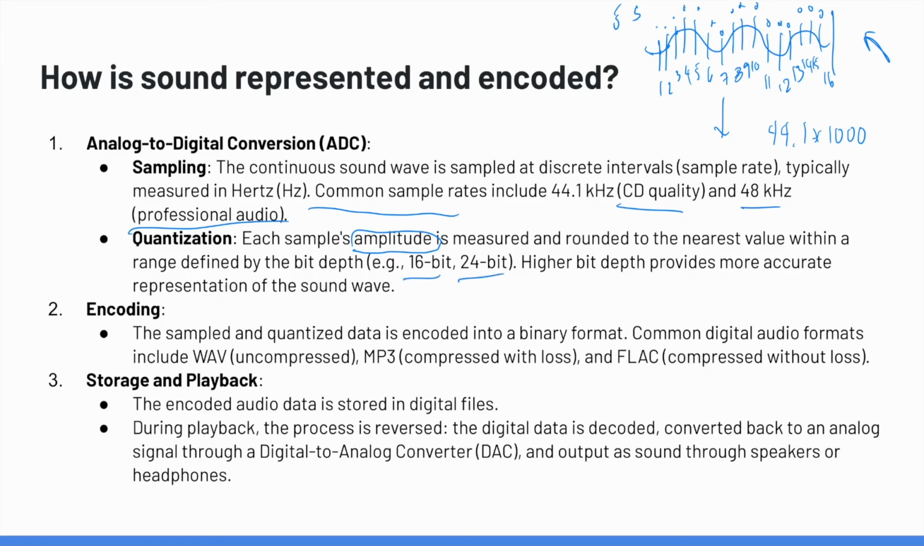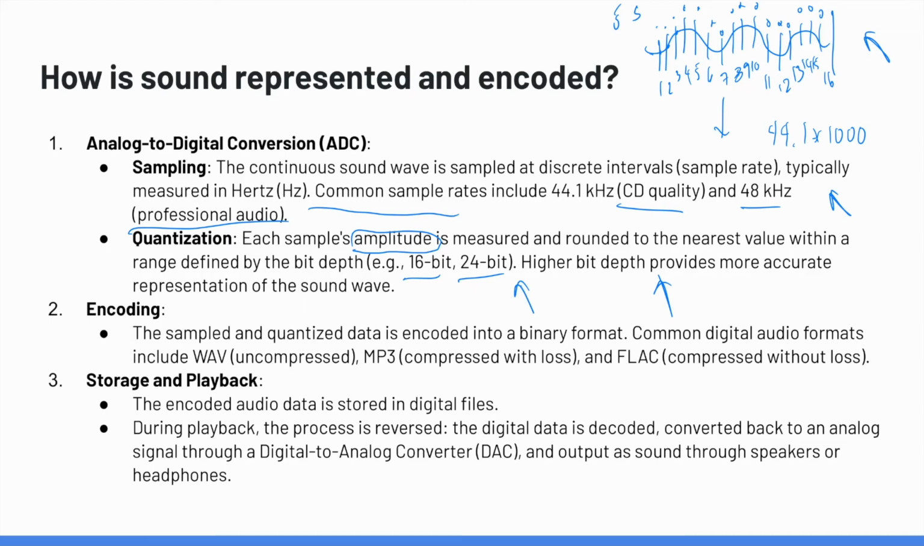And similar to images where more bits per pixel give us more detail, more bits per interval gives us a more accurate representation of sound. So in order to get higher sound quality, we're going to have a combination of a higher sample rate, so checking more often, and then a higher bit depth, so recording the amplitude in more detail for each interval.